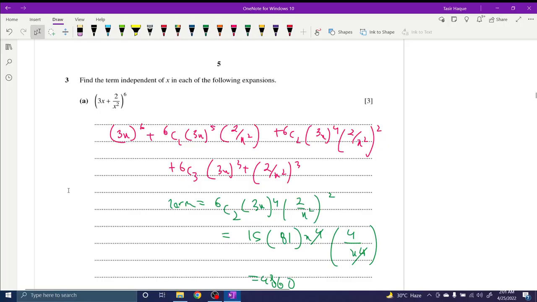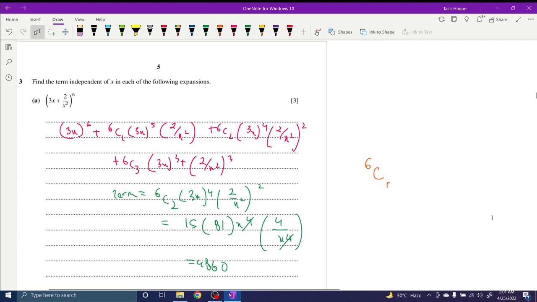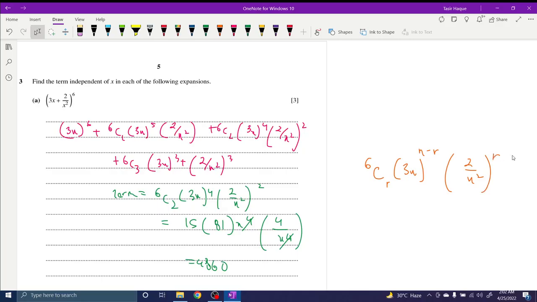What's the general formula, by the way, to find this out? Here it's basically going to be 6cr, thrice x to the power n minus r, and 2 by x squared to the power r. That's the formula. So what do we want basically?